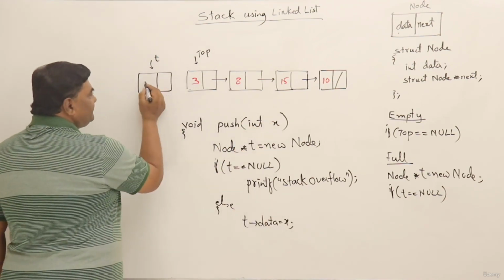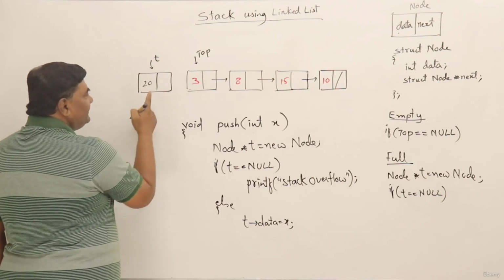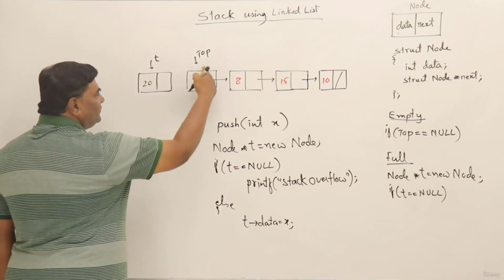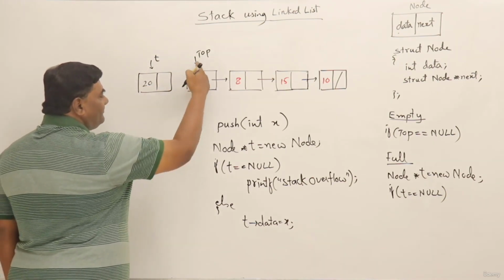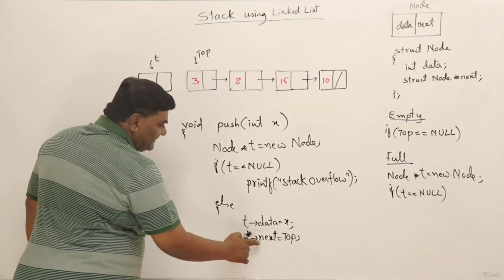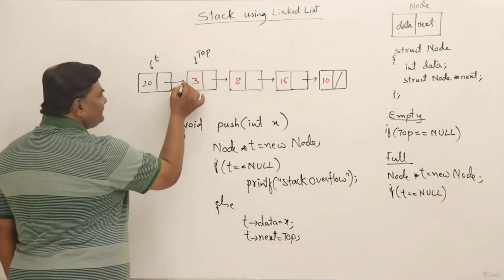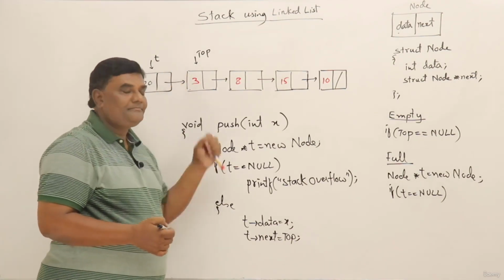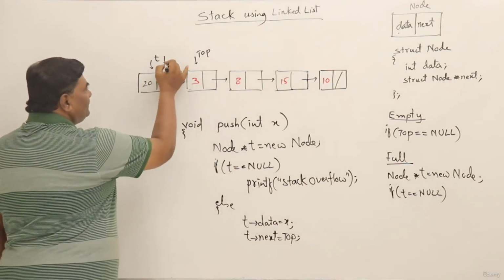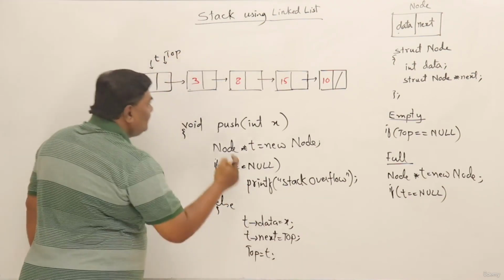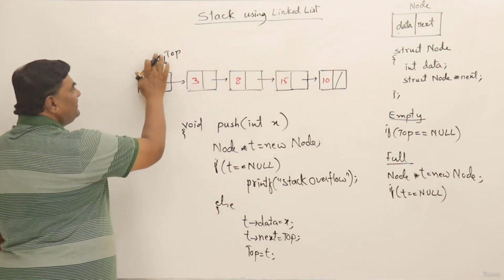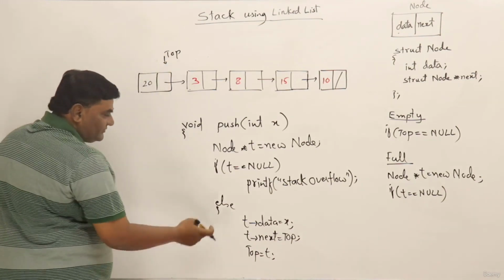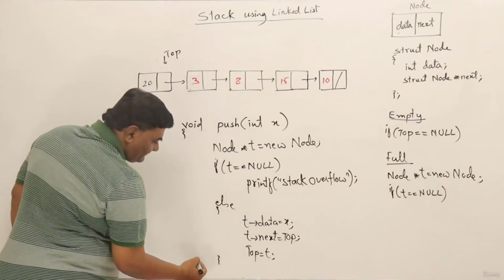So suppose the value is 20. I have inserted 20. Then make this point on this node. T's next is top. So this will point on this one. Then as this is a new node, top should be brought here. So top should be brought on T. Top is assigned with T. Now remove T, we don't need it. So that's all, these are the steps.